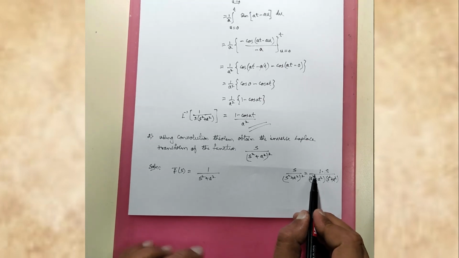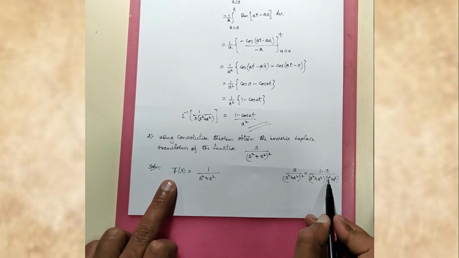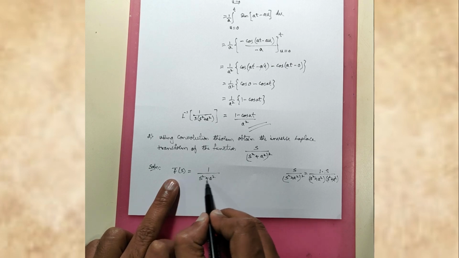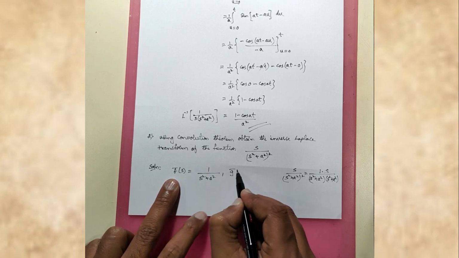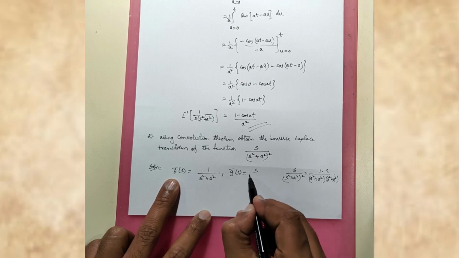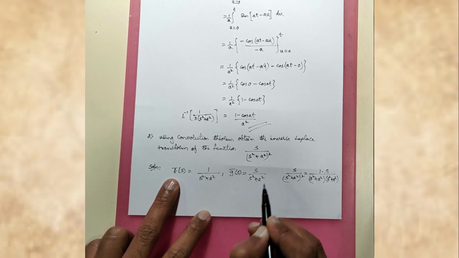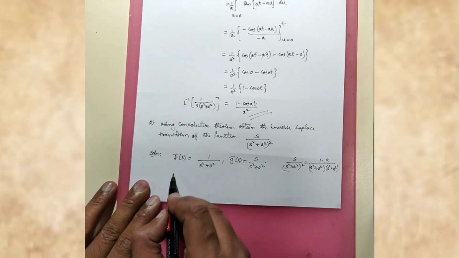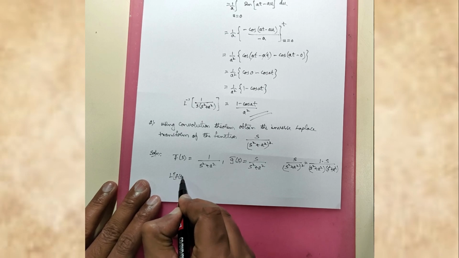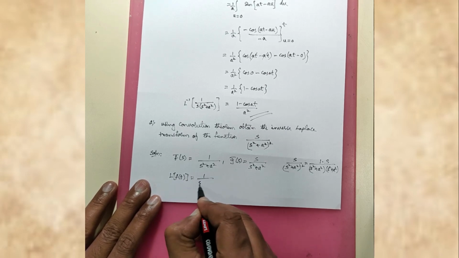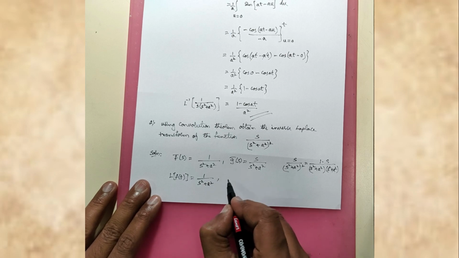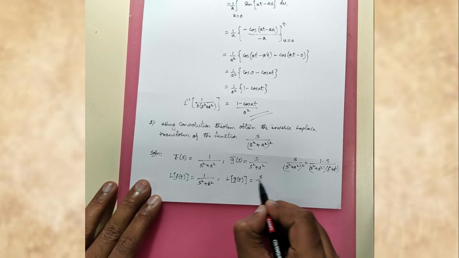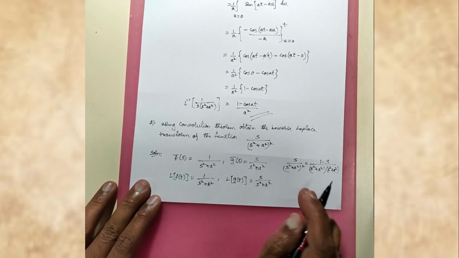Either you take f bar of s as s by, or you take f bar of s as 1 by, any form you can take. So I have taken f bar of s to be 1 by s square plus a square, and g bar of s as s by s square plus a square. So we got f bar of s and g bar of s. We know f bar of s is nothing but L of f of t, so this is 1 by s square plus a square. G bar of s is nothing but L of g of t, so it is s by s square plus a square.